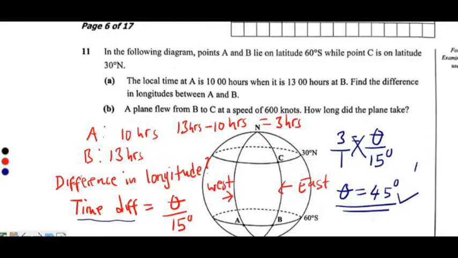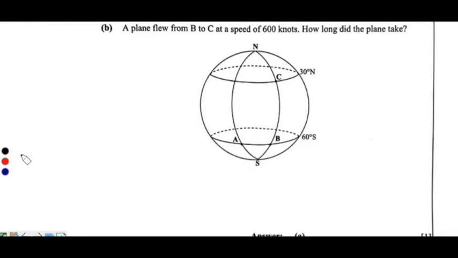So let us now answer question B. A plane flew from B to C at a speed of 600 knots. How long did the plane take? If they ask how long, it simply means they want you to find time. If they ask how far, they want you to find distance. So how long is time, how far is distance.